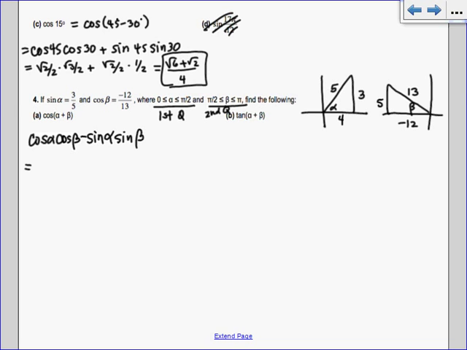And since we have these lovely drawings, we can find each of those things. So cosine of alpha is going to be adjacent over hypotenuse, so 4 over 5. And then cosine of beta is going to be adjacent over hypotenuse.